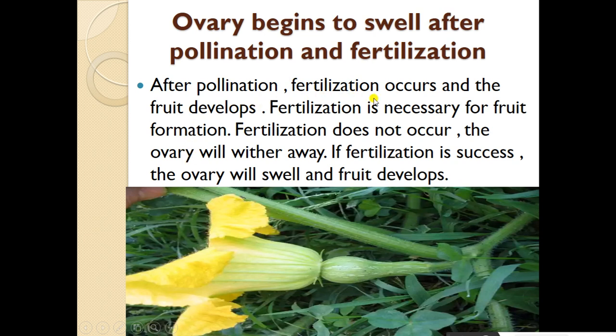After pollination, fertilization occurs and the fruits develop. Fertilization is necessary for fruit formation. If fertilization does not occur, the ovary will wither away. If fertilization is successful, the ovary will swell and fruit develops.